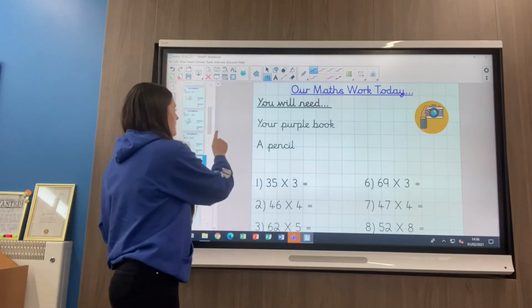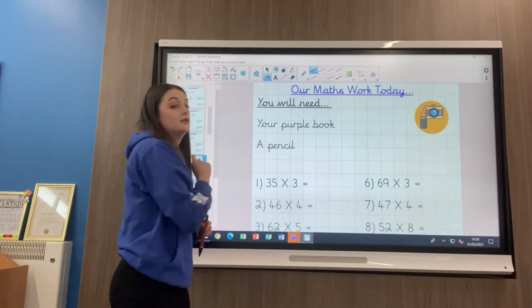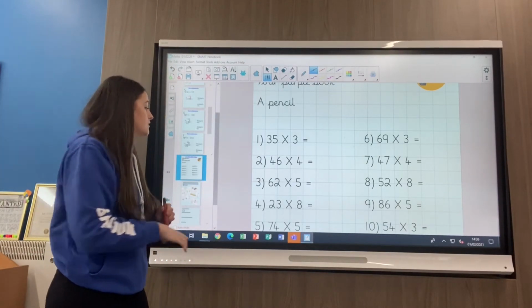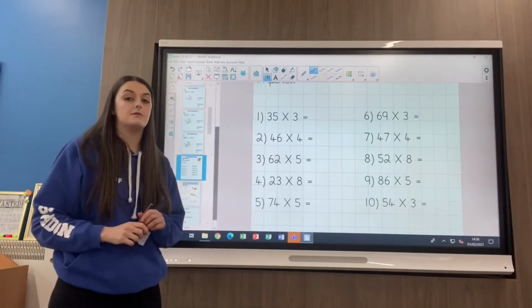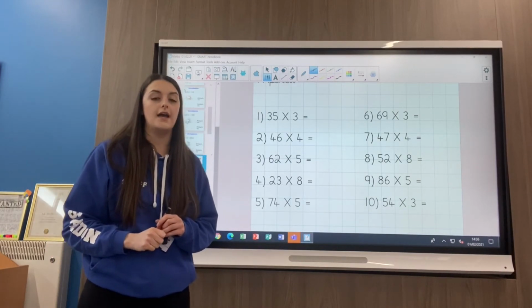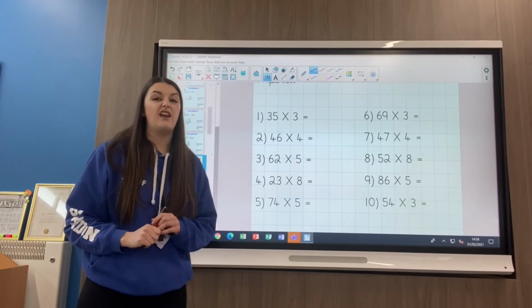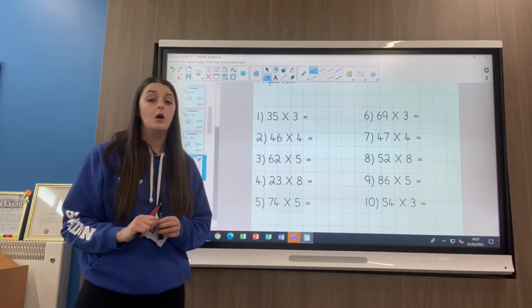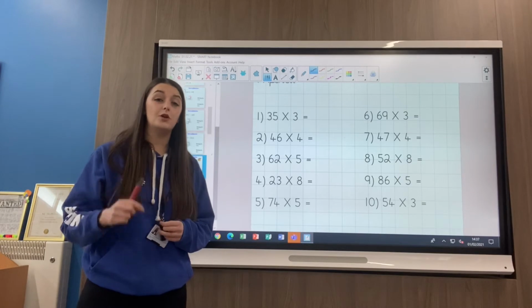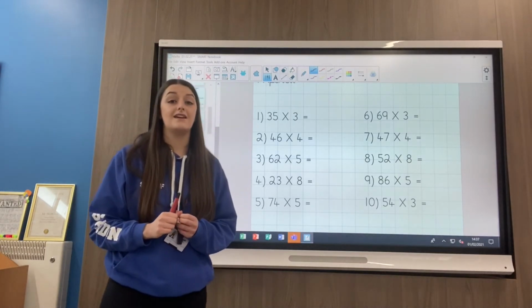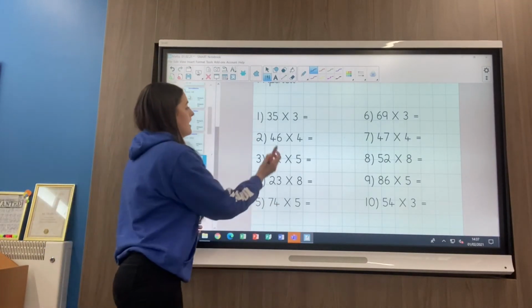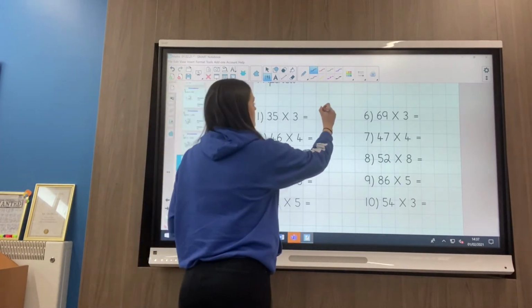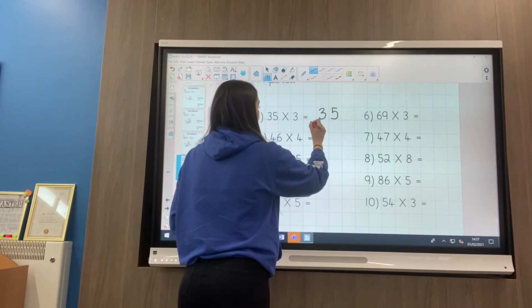Okay, so like I said today, we're only going to be completing section A, but before we get on to that, I would like you to get your purple book and grab a pencil, because I'd like you to have a go at completing some of these short multiplication questions. Okay, so it's the first time we've done it in year 3 so far, so if you're struggling a little bit, you might want to replay the video or ask an adult to help, but we're going to keep looking at short multiplication this week.